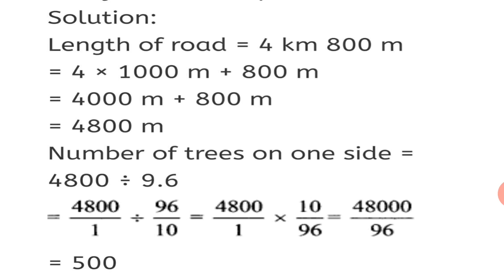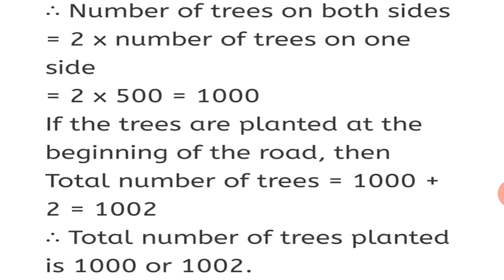4800 upon 1 into 10 upon 96 is equal to 48,000 upon 96. Do the rough work, divide by 96 and you will get your answer as 96 5s are 480 and 2 zeros, 500 is your answer. Now these are the number of trees on one side. So to obtain the number of trees on both sides, we will have to multiply this number by 2. Therefore, number of trees on both sides is equal to 2 into 500, which is equal to 1000.